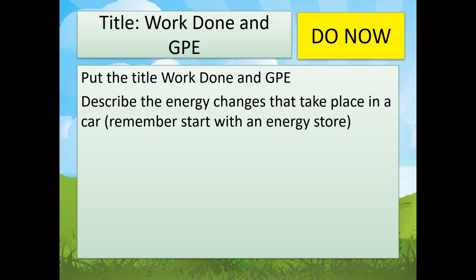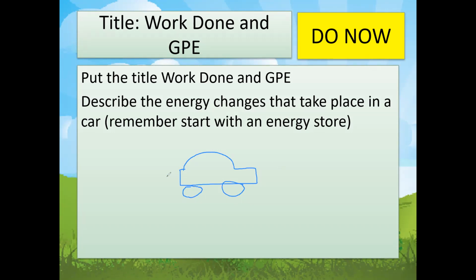A car. So first of all, from our previous lesson, we realized that a car is an energy device. It's an energy converter, actually. It converts energy from one form to another form. So what energy goes into the car to make it work? Right. So assuming this is our car. What energy goes into the car to make it work?